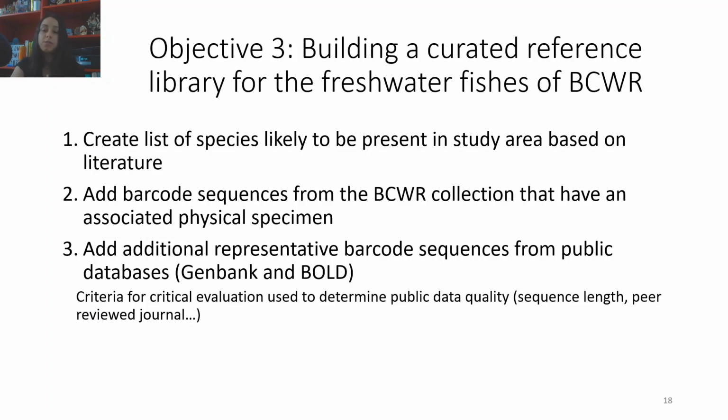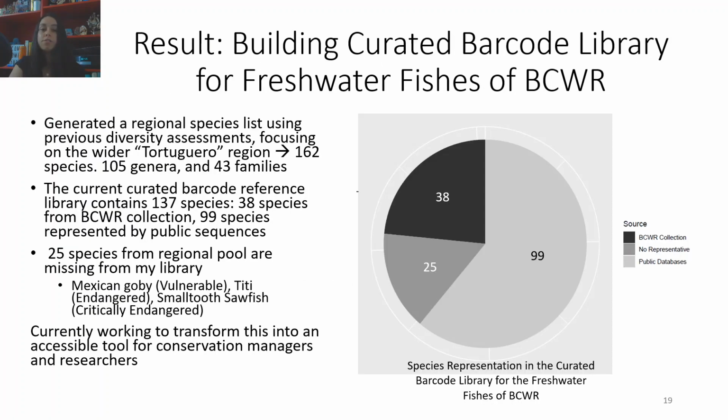However, because of the issues with using public data, we wanted to only utilize high quality public data, so we created some criteria for the critical evaluation of these public databases to ensure that we were only including high quality public data in our library. As for the results, we generated a regional species list using the previous diversity assessments, but we focused on the wider Tortuguero region of which the Barra del Colorado Wildlife Refuge is part of, because there haven't been any studies done in Barra del Colorado. And this wider regional list contained 162 species from 105 genera and 43 families.